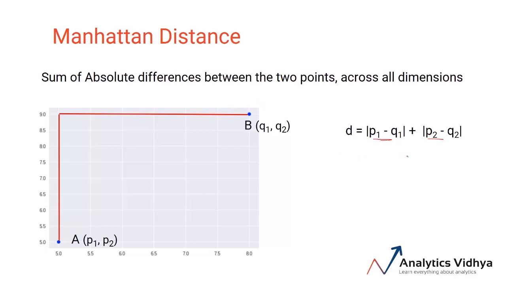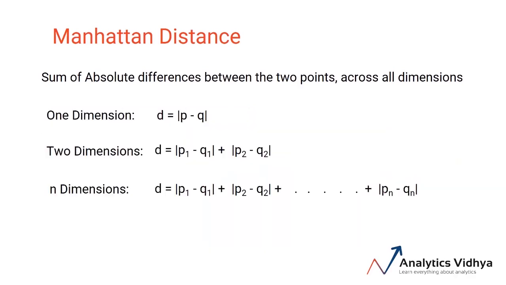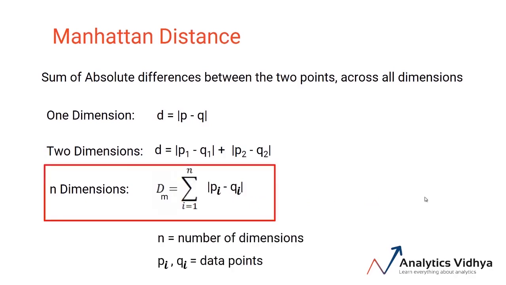If I plug in the values here, I'll have 9 minus 5, and in this case 8 minus 5, and again the absolute value for both of these. So we have 3 plus 4 and the distance comes out to be 7, right? Similarly, if I take it to n dimensions, we'll calculate the sum of absolute differences between the points in all dimensions. So we'll go from P1, Q1 to Pn, Qn, where n is the number of dimensions. Now I can write the same formula in this way, where we have the absolute difference between the coordinates P and Q, with i going from 1 to n, where n is the number of dimensions, and Pi and Qi are the data points.